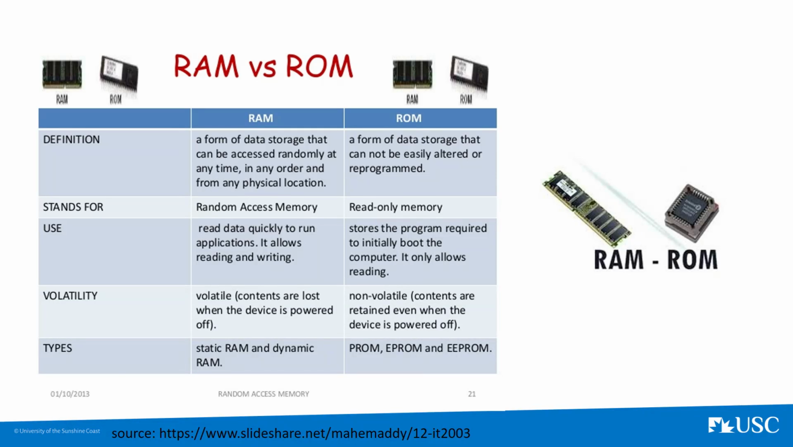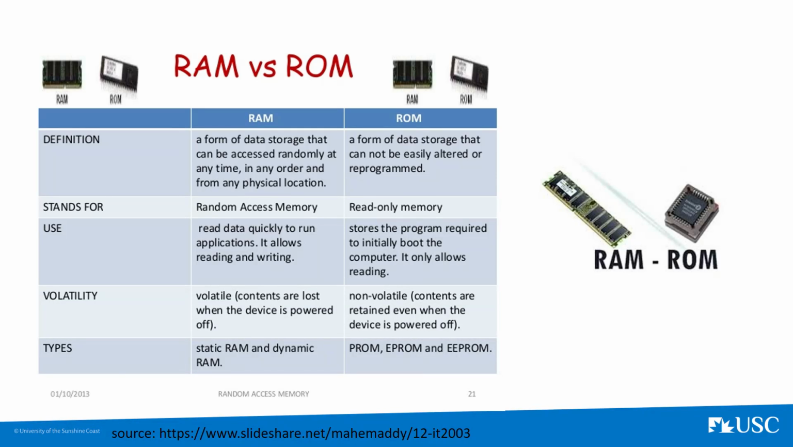Generally you use the RAM to read data quickly, to run applications, and it allows you to read and write data to or from the RAM area. The ROM, on the other hand, stores the program required to initially boot the computer, and it only allows you to read the data, as it suggests by read-only memory. As I mentioned, the RAM is volatile, that is, its contents are lost when the device is powered off, but the ROM is non-volatile, and the contents are retained even when the device is powered off.